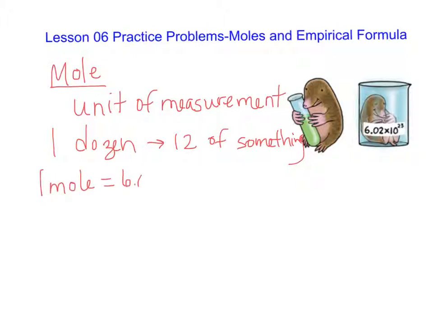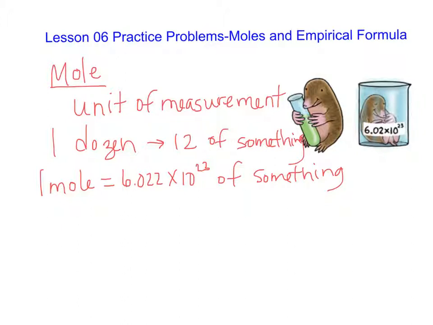is 6.022 times 10 to the 23rd of something. So if you have 1 mole of molecules, you have 6.022 times 10 to the 23rd molecules. Or if you have 1 mole of eggs, you have 6.022 times 10 to the 23rd eggs. So just to reiterate, a mole is just a unit of measurement, just like a dozen is a unit of measurement.